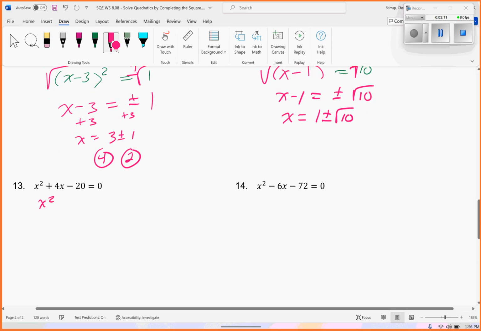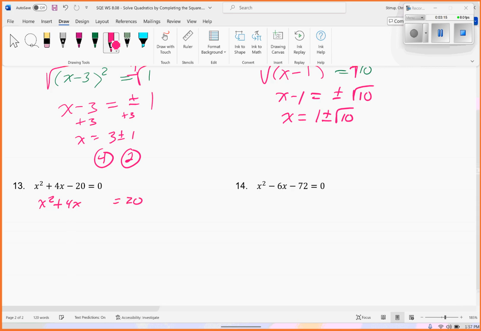13, move the 20 over. It's no longer going to be a negative 20. It's going to be a positive 20. Set your parentheses up. The sign in front of the x value comes down. Half of 4 is 2. 2 squared is 4. So I get to there. Root. Don't forget the plus minus.